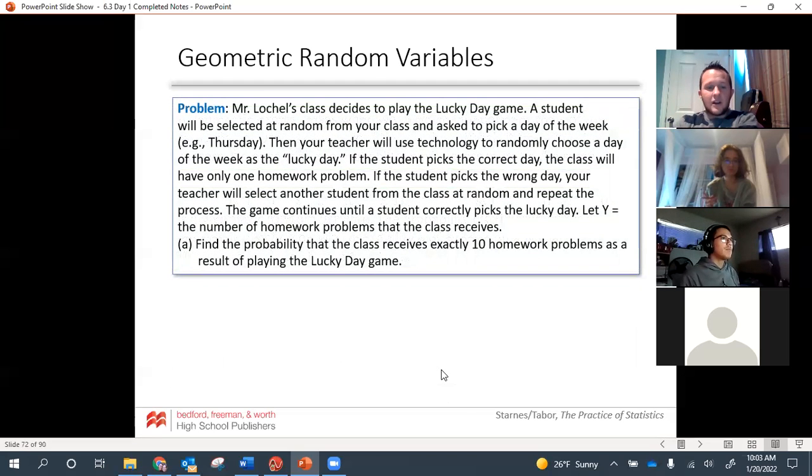These teachers, I can't pronounce their names. Mr. Lochel's class decides to play the lucky day game. A student will be selected at random from the class and asked to pick a day of the week. Then your teacher will use technology to randomly choose a day of the week as the lucky day. If the student picks the correct day, the class will only have one homework problem. If the student picks the wrong day, your teacher will select another student from the class at random and repeat the process. The game continues until a student picks correctly, and y is the number of homework problems that they get. Does that make sense?